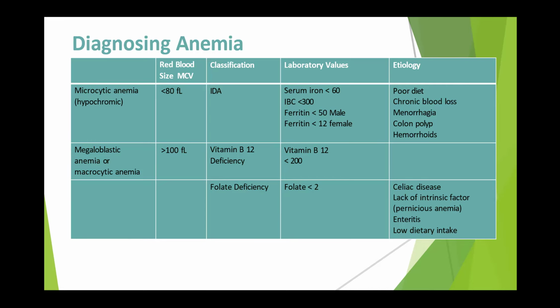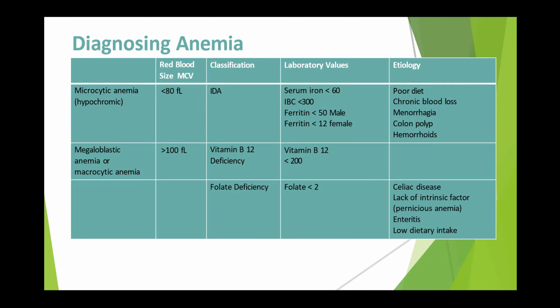What's the etiology? Again, could be diet, could be chronic blood loss, menorrhagia, in other words, your periods are heavy. You could have a slow bleed because of colon polyps or even hemorrhoids, which would have to be pretty significant. Then we have megaloblastic anemia or macrocytic anemia. And that, again, that's a pernicious anemia. That's a B12 deficiency. And the MCV is going to be greater than 100. So these are big. Okay.